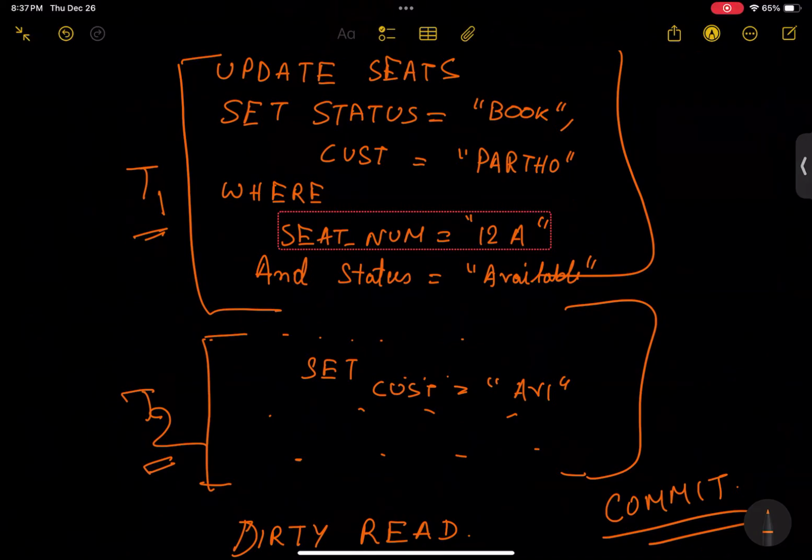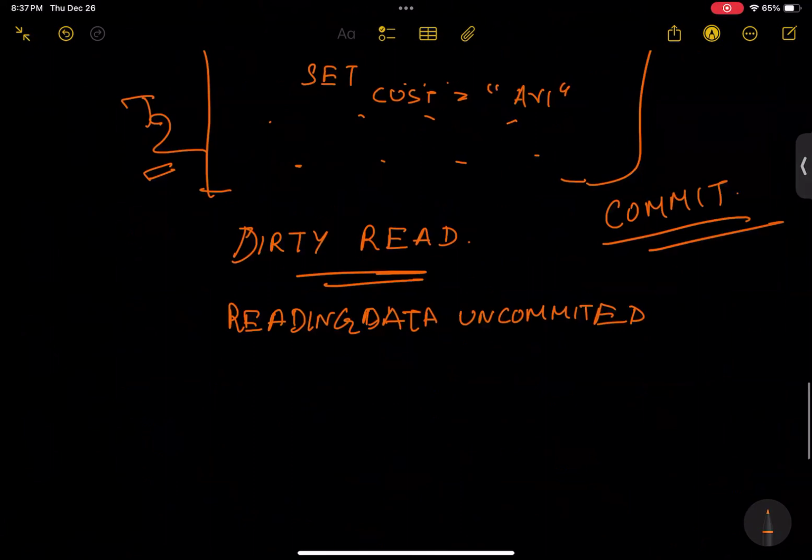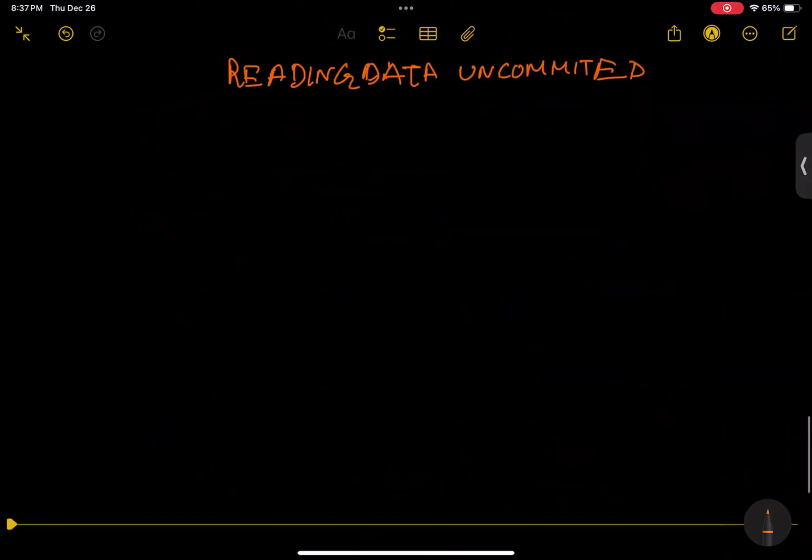Understood. Good. Okay, I think we are spending a lot of time in this. We'll just quickly go into the fourth one, which is durability. Durability is what?